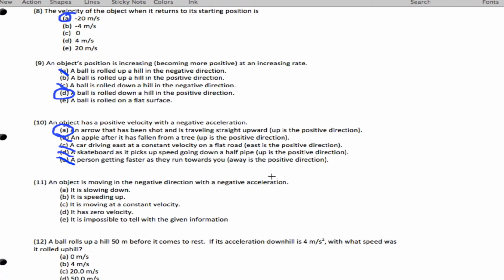Question 11 really confused a lot of people, and I think it's because people thought, oh, negative direction, negative acceleration, negative, negative, negative means slowing down. Let's be clear on what this means. What we're saying is, I'm going backwards, and I want to increase my rate of going backwards. So I'm going backwards, and I'm going backwards faster and faster. That means I'm speeding up.